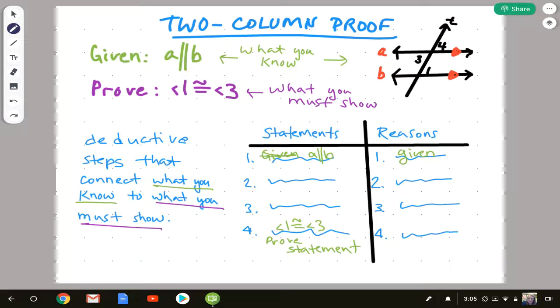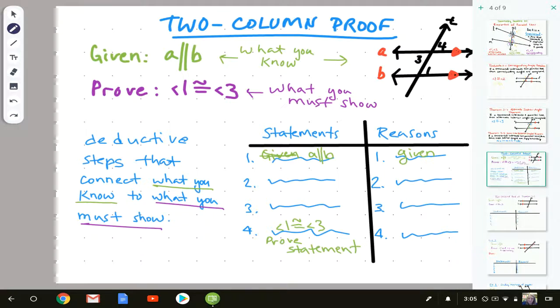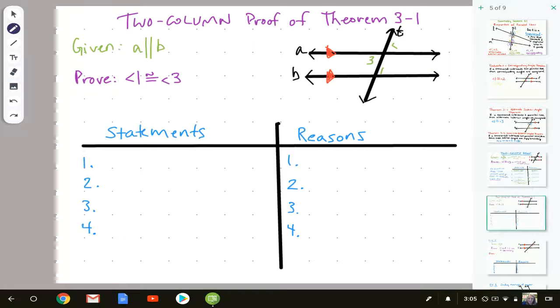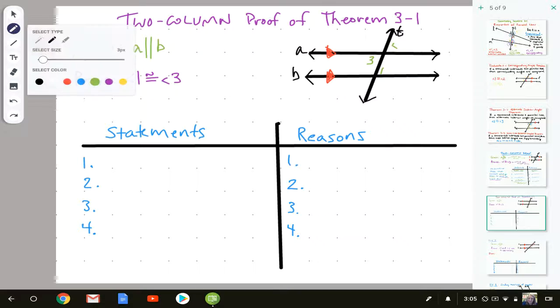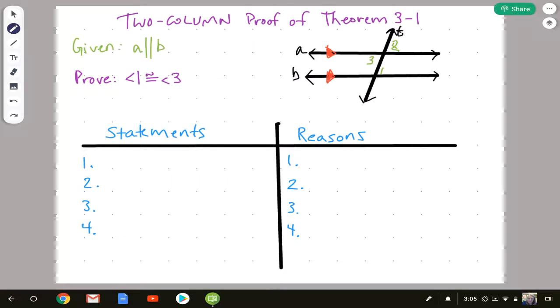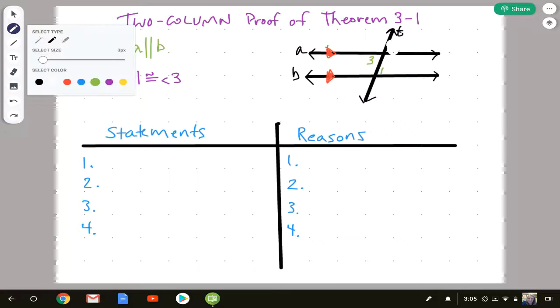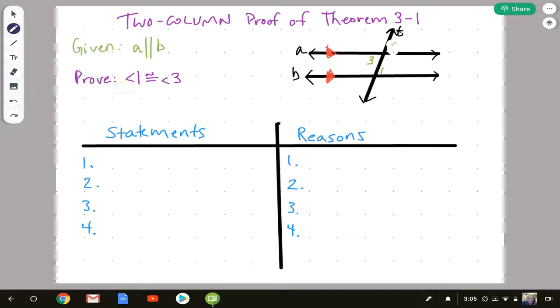Okay, we're going to look at a proof now. Okay, I think I erased some of my writing over here. Where this should be too.